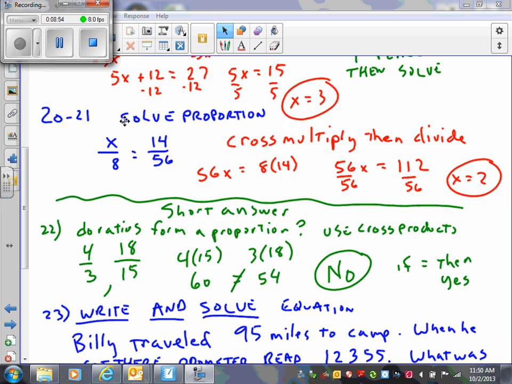Problems 20 and 21 are solved proportions. You simply cross multiply and then divide. So x times 56 is 56x. 8 times 14 is 112. Divide by 56 to get x equals 2.